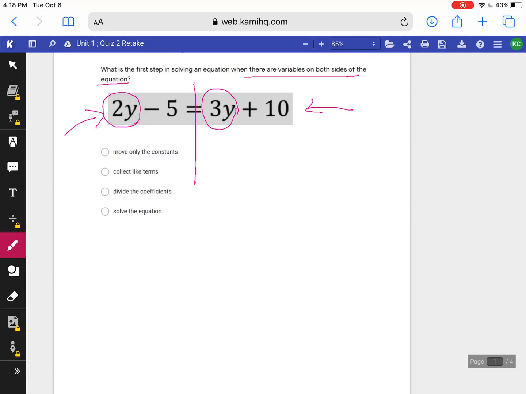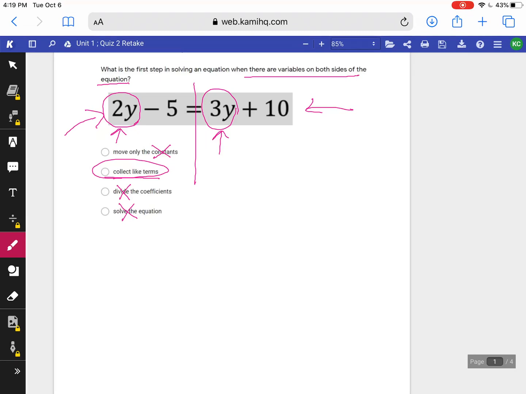Since we're talking about variables, we know that this first one, move only the constants, that's not what we're looking at. We're looking at, do we want to collect like terms? We're not doing division because we need to collect like terms, so we're going to be adding or subtracting. And the last one, solve the equation. We cannot solve yet because we have y on both sides. So we do need to collect like terms.